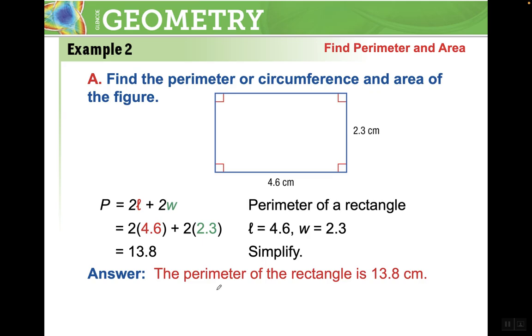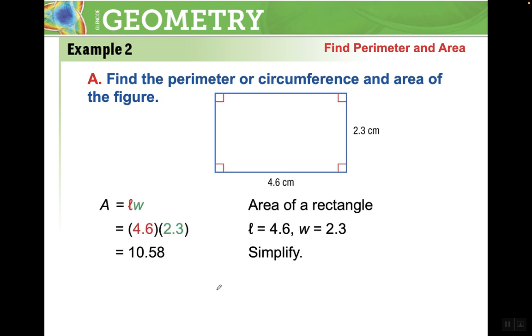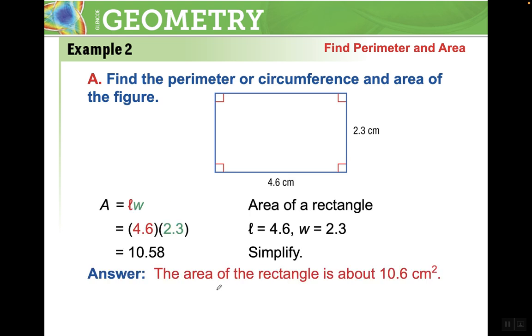So the perimeter is 13.8. You just need to add 4.6 plus 4.6 plus 2.3 plus 2.3. The area is 10.6, I guess, because they rounded to the tenth, centimeters squared. Don't forget that the labels on area, you have to have the squared. So that's just 4.6 times 2.3.